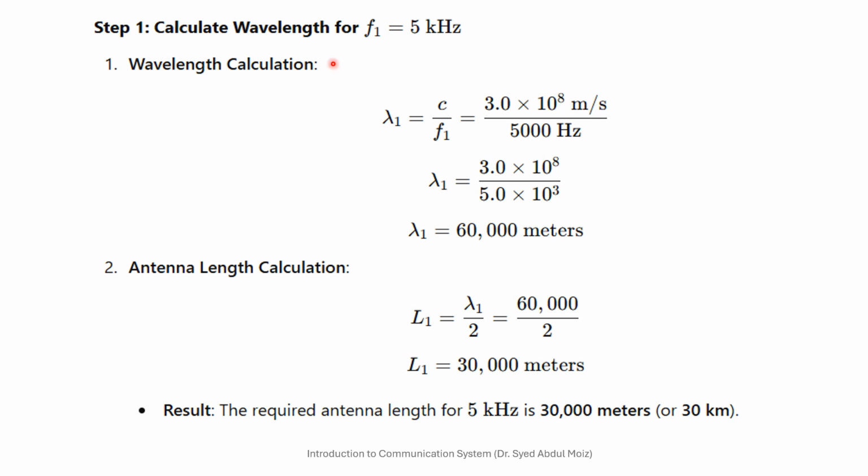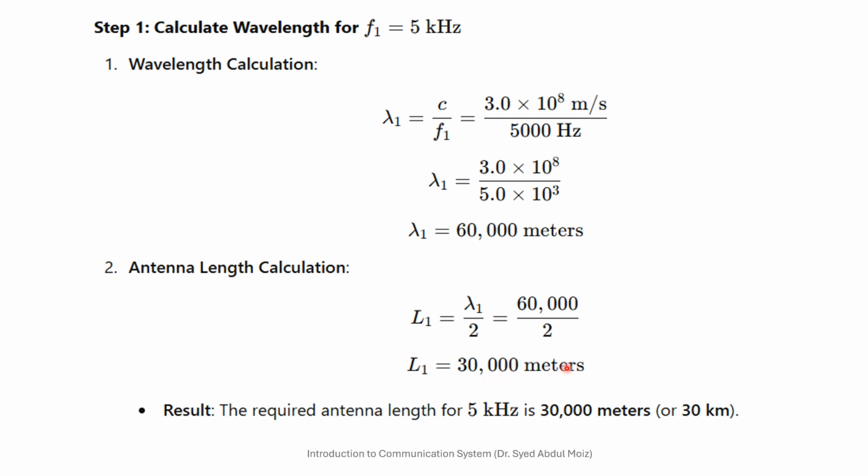Now we calculate the wavelength for f1, which is 5 kilohertz. As in the previous slide, lambda = c / f1, where c is 3 × 10^8 meters per second and frequency 1 is 5 kilohertz. After simplification, lambda 1 is equal to 60,000 meters. As we have already discussed, the antenna size required is half of the wavelength, so L1 is 60,000 divided by 2, which is 30,000 meters.